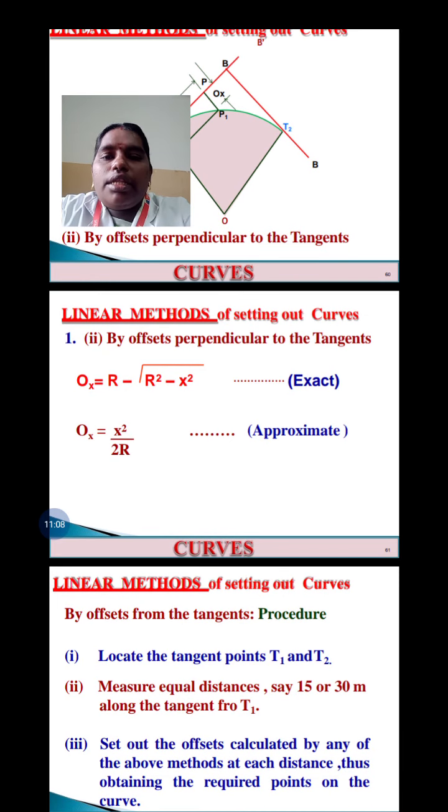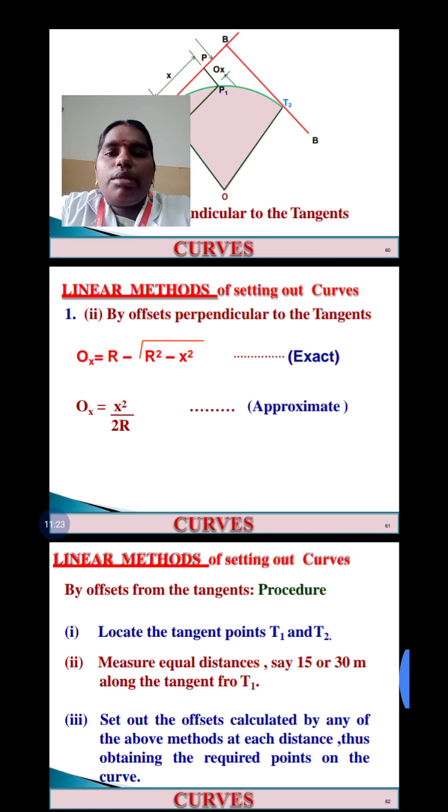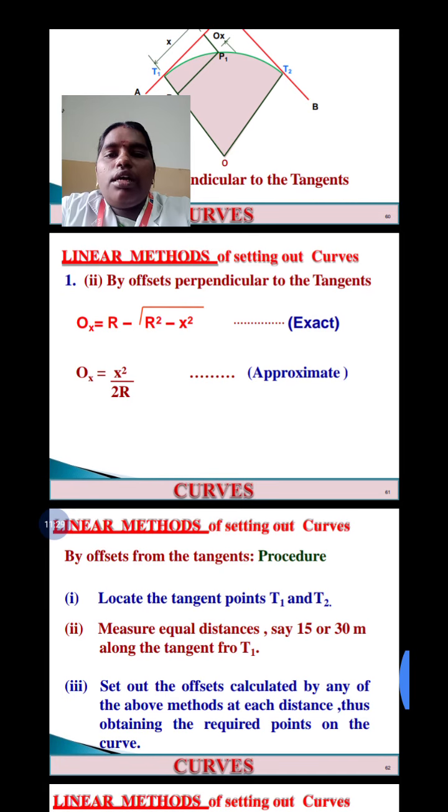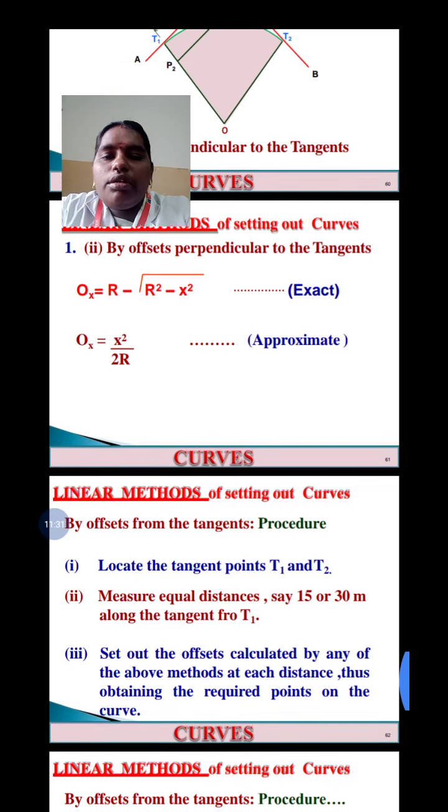Then the second method is by offset perpendicular to the tangent. The formula for the offset is Ox is equal to R minus root of R square minus x square. R means radius of the curve, x means the particular interval. This interval may be 10 meter, 20 meter, 30 meter, 40 meter, 50 meter, based on the chainage length. Approximately, Ox is equal to x square divided by 2R.